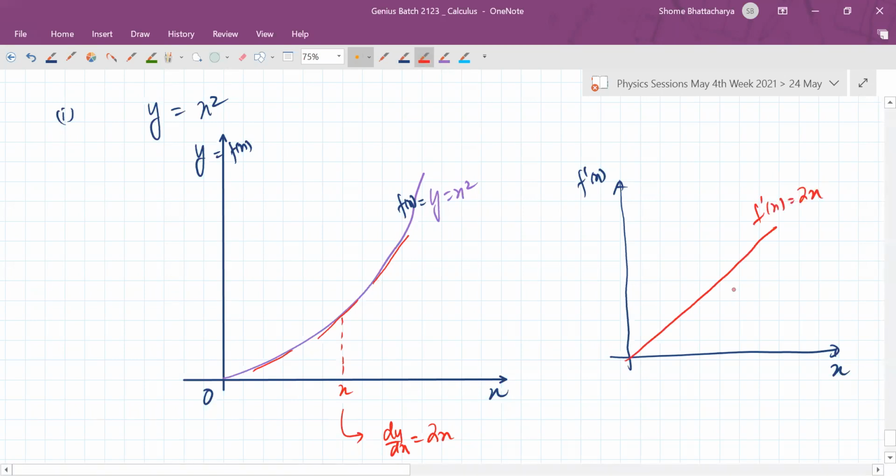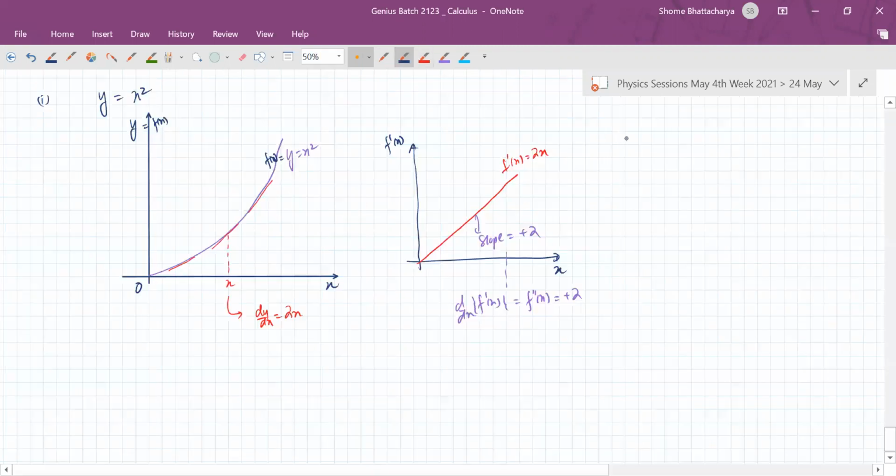So the derivative is increasing. So what about the derivative's slope? This has a slope of +2. What that is telling me is that the derivative of f prime x, or second derivative, is +2. And more importantly, the second derivative is positive. That means the derivative is increasing.